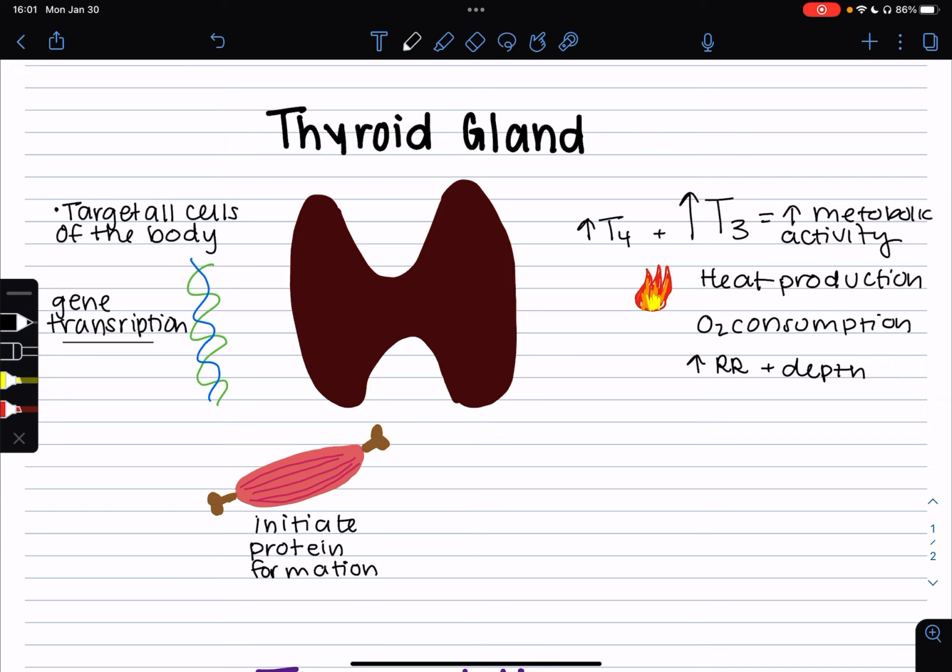So with an increase in T4, but especially an increase in T3, keep that in mind, we'll talk about that later, it's going to increase metabolic activity. And we can see this in patients by an increased heat production, increased oxygen consumption, and an increased respiratory rate and depth. So the basal metabolic rate can also increase by 60% to 100% above the normal range, depending on the quantity of thyroid hormone that has been secreted.